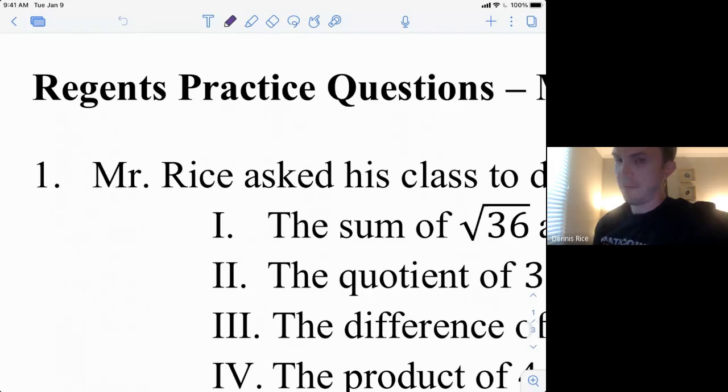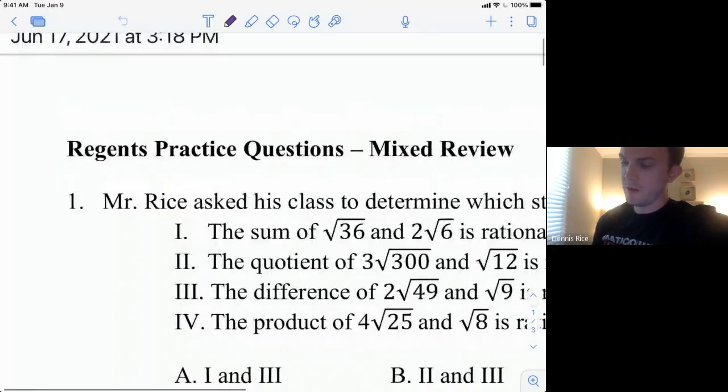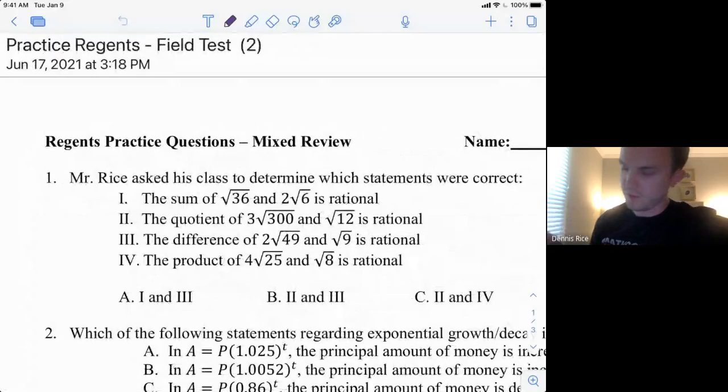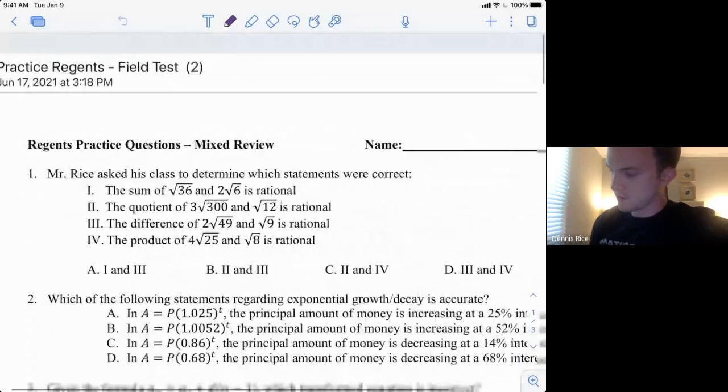Getting hot here. All right, welcome everyone. So we're going to be taking a look at what I call mixed review. It says field test, whatever you want to call it. So we'll start with the multiple choice.